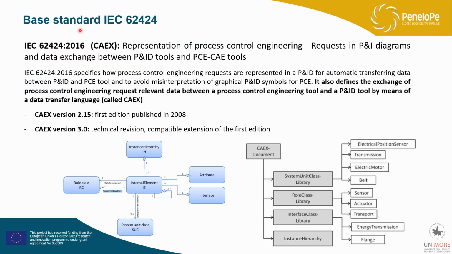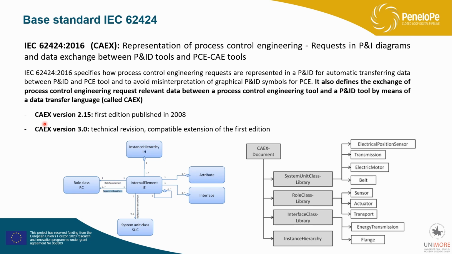I would like to spend a few additional words about the CAEX format. The CAEX format was defined in the IEC standard 62424, and it was defined to represent the P&I diagrams. So we are speaking about industrial plants. And again, the idea was to exchange data between different P&I tools. And the CAEX format has different versions. And the versions used in AutomationML files are the 2.15 and the 3.0 revisions, which are both supported in an AutomationML file.